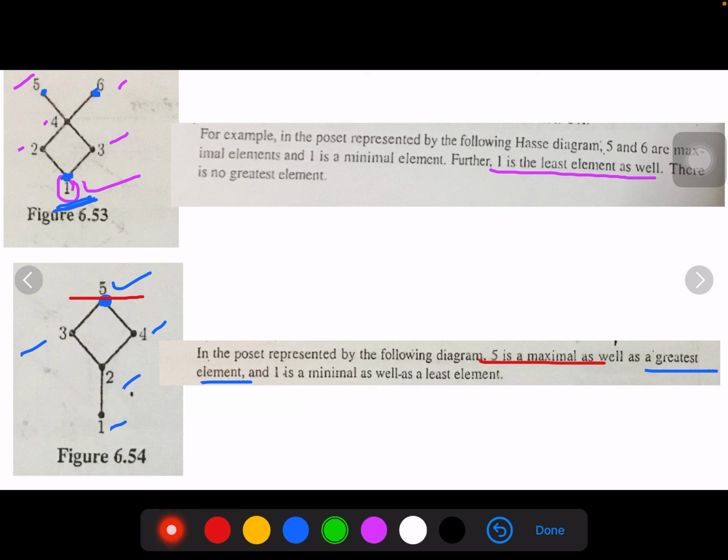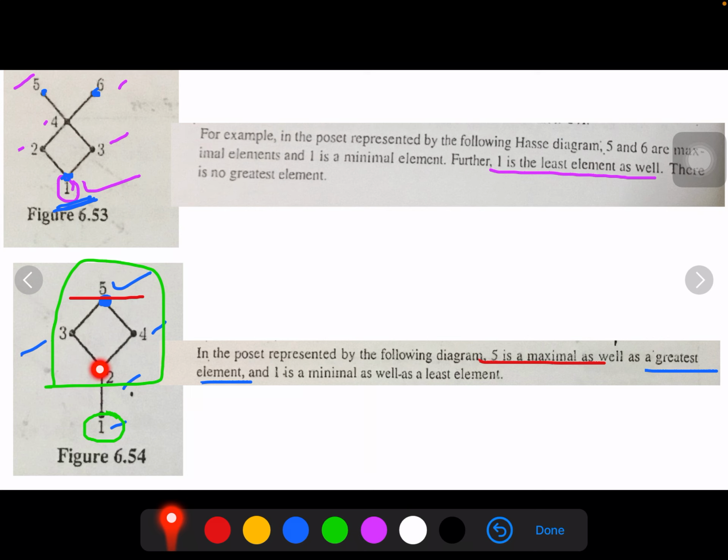We will check minimal element. So it's so clear that 1 is the minimal element which is below all other elements. And the next point is least element. Yes, it's a closed point or open point, we will check that. So it's closed, it's alone, right?